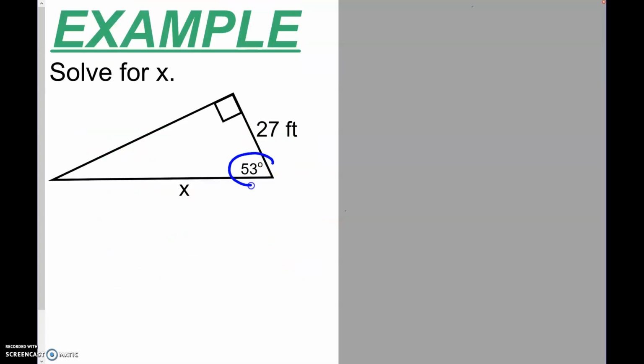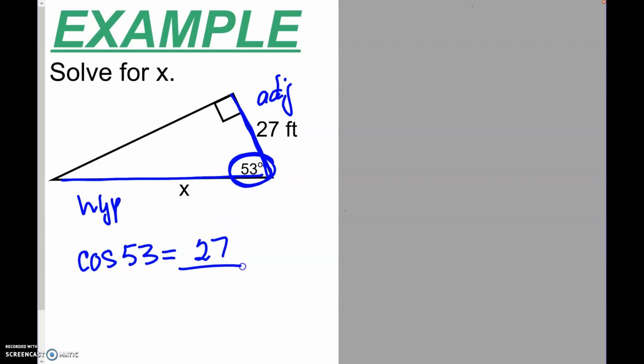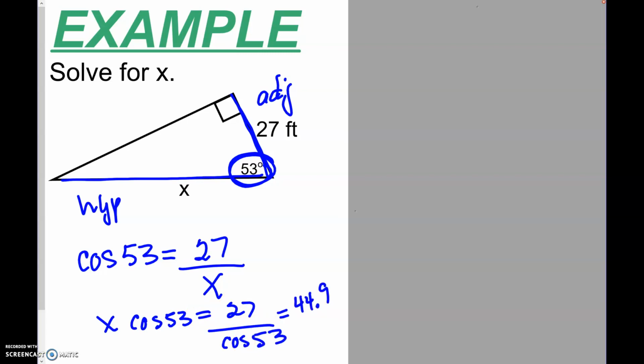All right, let's find this. Okay, we got 53, and what do I know? I know this piece right here, which is the adjacent side, and this piece is my hypotenuse. So what ratio is this? This is going to be the cosine of 53 is adjacent over my hypotenuse. Now I'm going to cross multiply here. So you take the cos x times the cosine of 53 equals 27, and I'm going to have to divide by the cosine of 53. So our answer is 44.9.